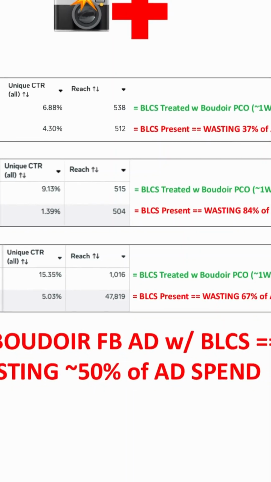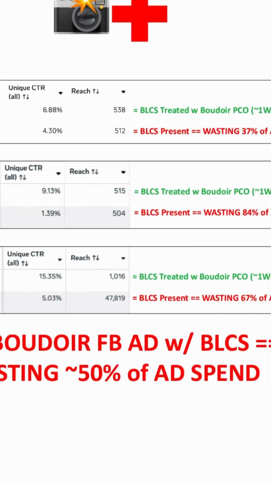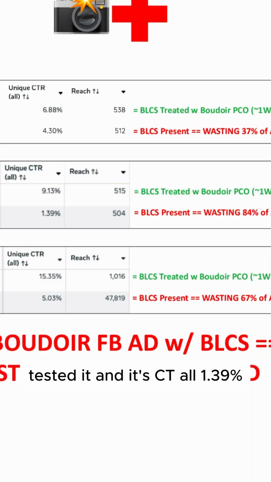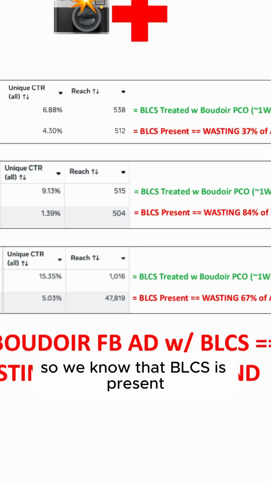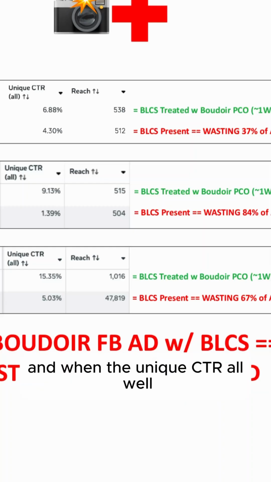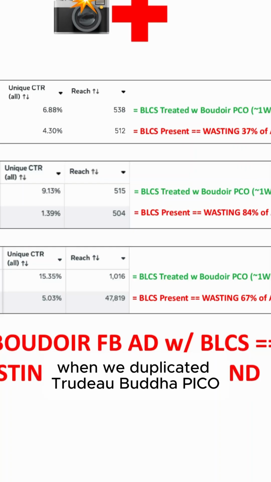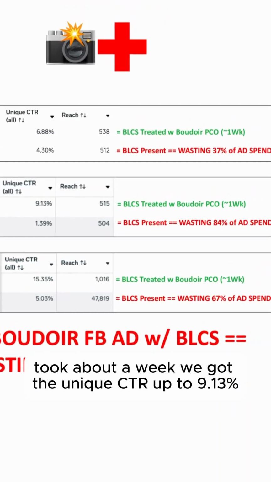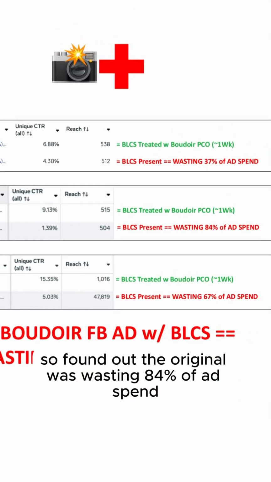Next, found another boudoir Facebook ad, brought it to the hospital, tested it. Unique CTR 1.39%. So we know that BLCS is present. And when we duplicated, treated with boudoir Pico, took about a week, we got the unique CTR up to 9.13%. So we found out the original was wasting 84% of ad spend.